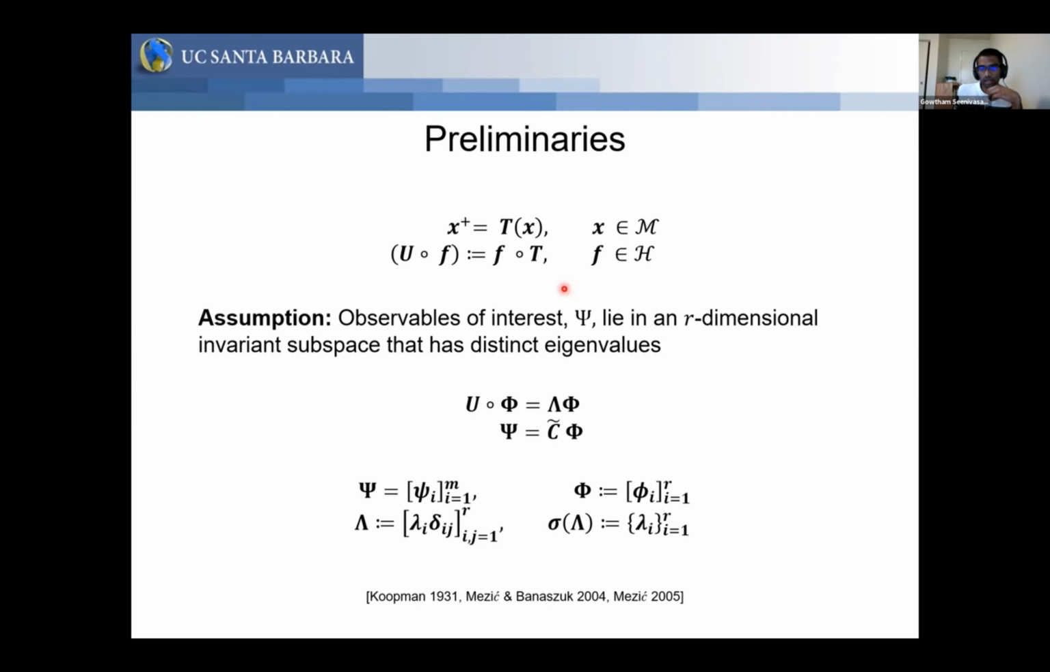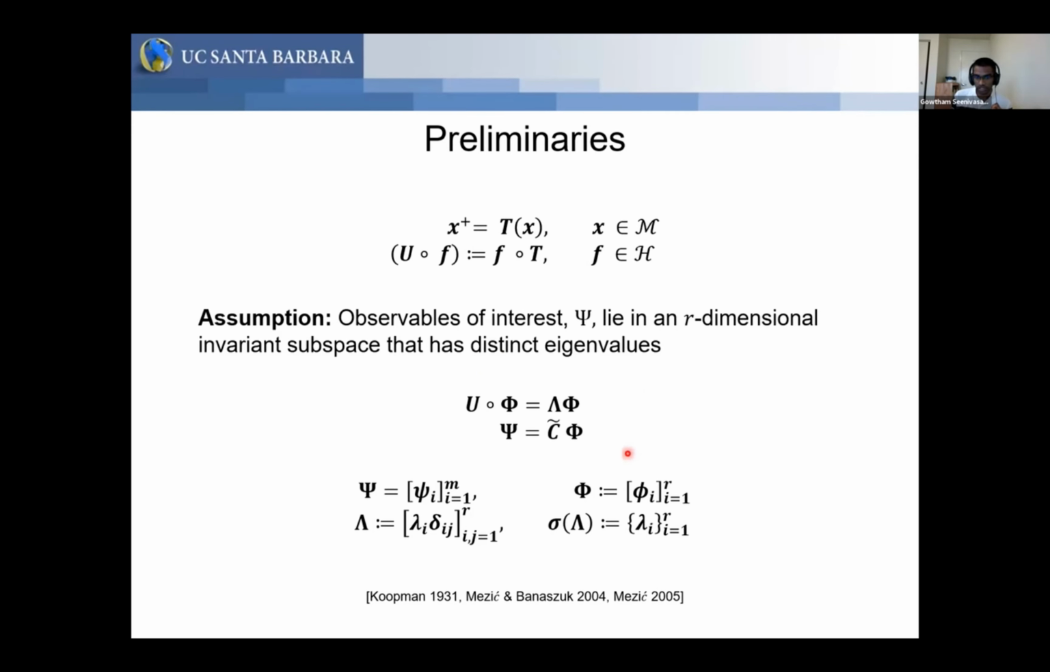At this point, I'm going to make an assumption that will bring us a lot of analytic traction. It's not really essential for a lot of the literature that I will draw upon, but for the sake of simplicity, I'm just going to interpret everything in this setting. The setting I'm alluding to is that I'm going to assume that the observables I'm interested in, denoted by big psi, are in an R-dimensional invariant subspace with distinct eigenvalues.